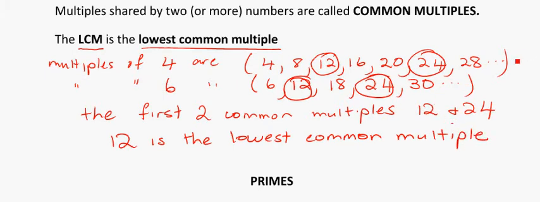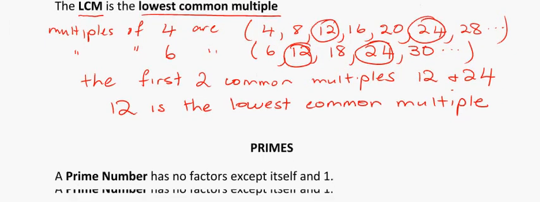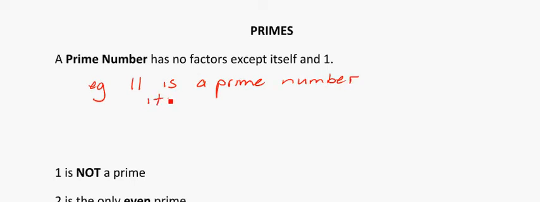Alright, let's move on to prime numbers. Now the definition of a prime number is that it has no factors except itself and 1. So it has 2 factors only. For example, 11 is a prime number. Why? Because its only factors are 1 and 11. I can't think of any other numbers that will go into it evenly.